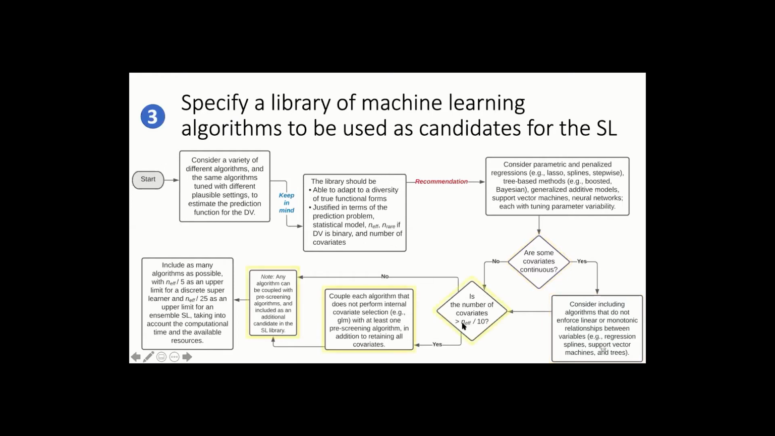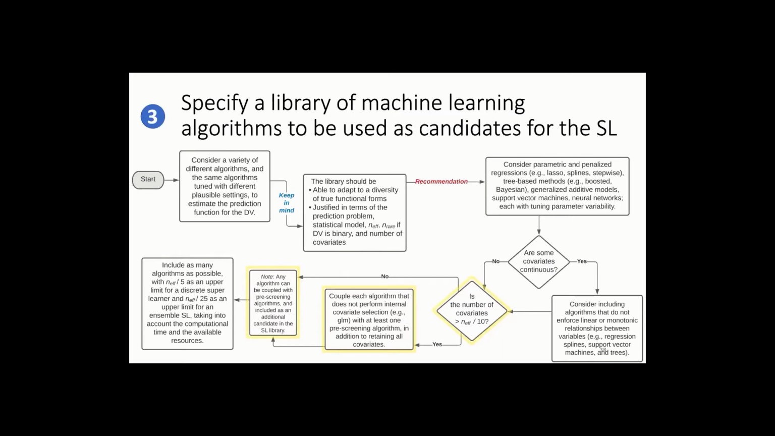Is the number of covariates greater than the effective sample size divided by 10? This is just a rule of thumb to try to figure out if we have a high dimensional covariate space. If we do, then we recommend pre-screening. So this would be coupling each algorithm that doesn't perform internal covariate selection with at least one pre-screening algorithm, in addition to a version that retains all covariates.